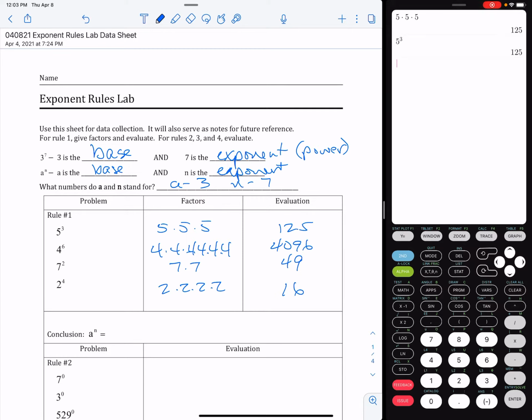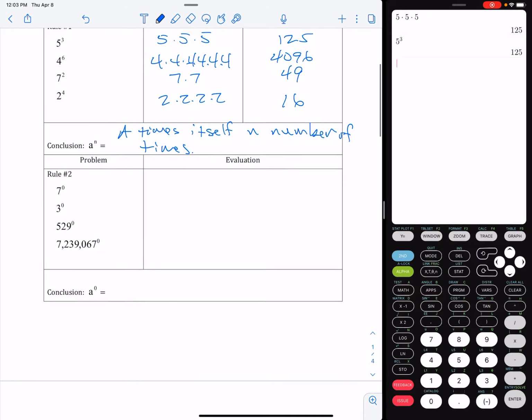So now for the conclusion. What I basically want to know is, what does a to the nth mean? Well, a to the nth means a times itself n number of times. Okay, so that's what that means. So that would be the conclusion on this first one. A times itself n number of times. And that's kind of the generic version of a basic exponent problem.